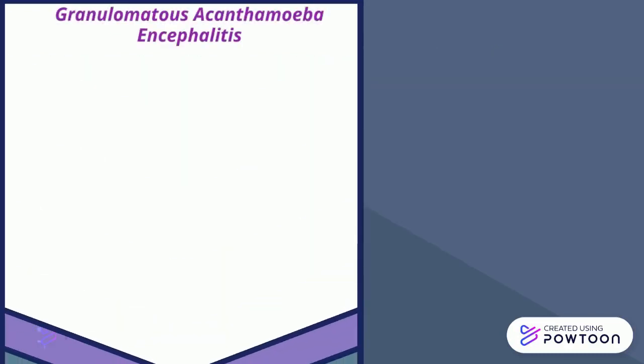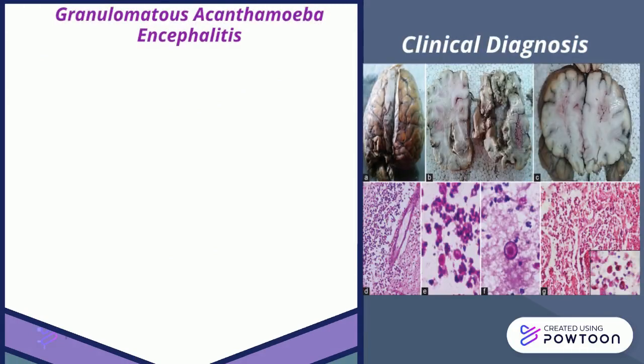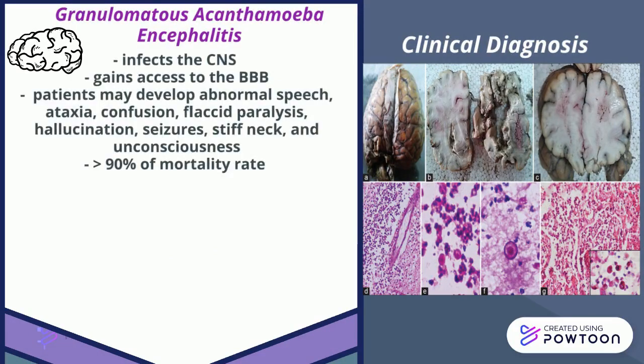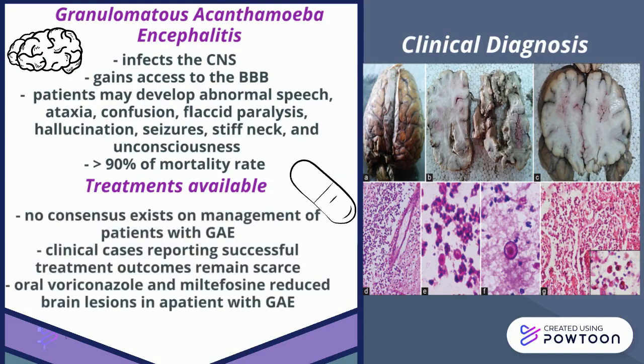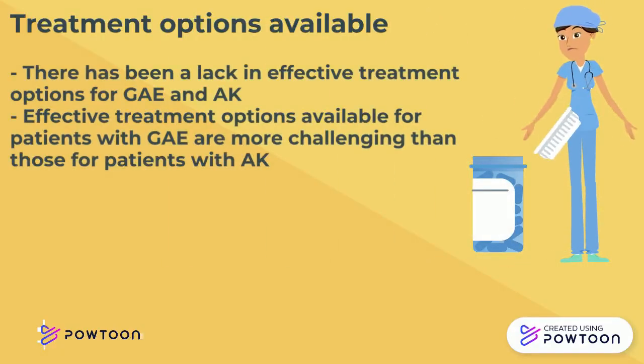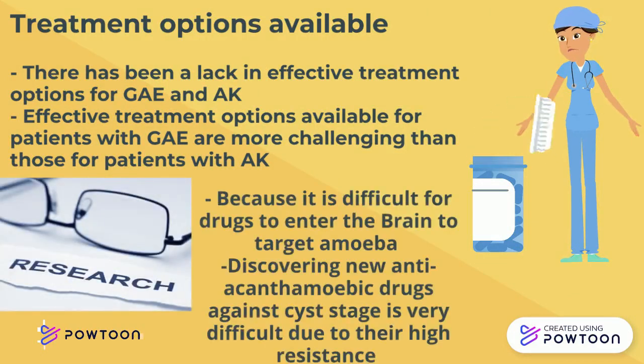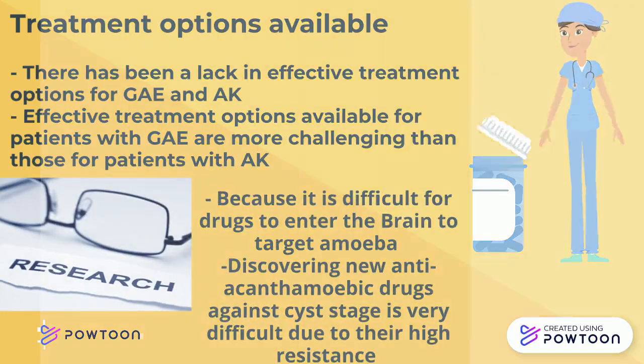Although both the infections are considered to be very life-threatening, GAE is, however, more life-threatening because it leads to a mortality rate of more than 90%. And that is because it gains access to the brain and feeds on the blood-brain barrier, which is very difficult to target by normal drugs. There has been a lack in the availability of effective treatment options for acanthamoeba infections, and that is because for GAE infections, it's very hard to find drugs that could pass through the blood.